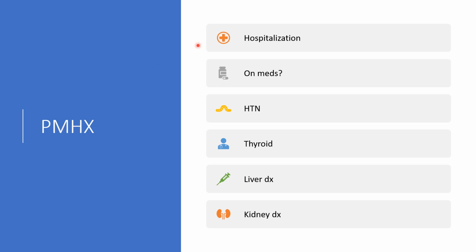Past medical history. We want to know how many times have you been hospitalized, on account of what? Are you on any medication currently? Can you give me the list? Have you been diagnosed with hypertension? Do you know your blood pressure? Is it under control? Any thyroid disease currently? Any liver disease? Any kidney disease?